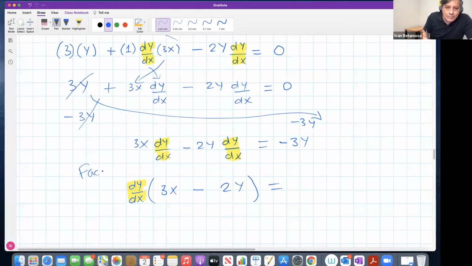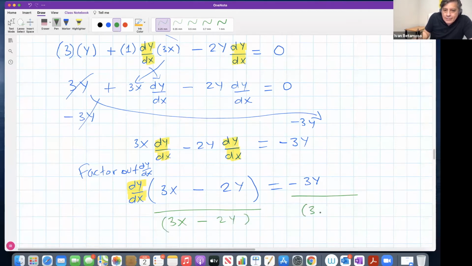Factor out dy dx. This is what we're doing here. Factor out dy dx. I just did that. Minus 3y here. Finally, in order to isolate this guy, I am going to divide both sides of this equation by precisely this guy, 3x minus 2y. Okay? 3x minus 2y.